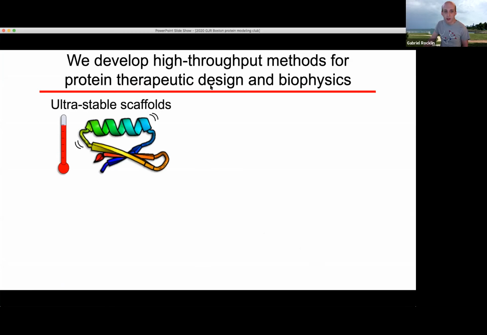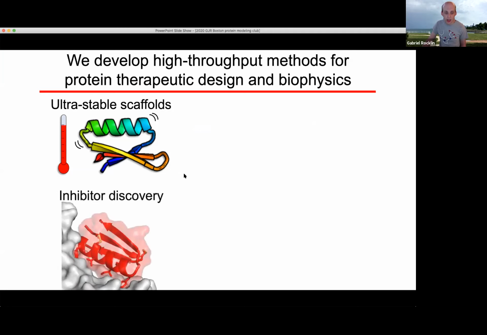We focus on a few different things. We try to focus on high throughput experiments and then interpreting all that experimental data using machine learning. So each of these different areas, the focus is on high throughput experiments that can teach us not about one design, but about large numbers of designs and the properties that make them the way they are. So we try to design ultra stable protein scaffolds. We try to design and discover proteins that bind to therapeutic targets.